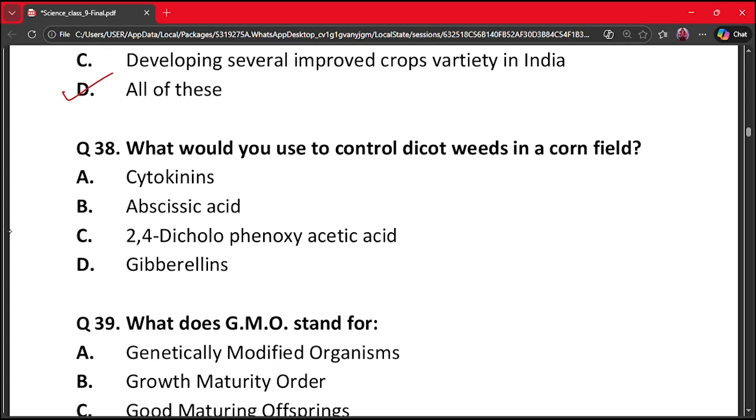Our next question is question 38. What would you use to control dicot weeds in a corn field? A. Cytokinins, B. Abscisic acid, C. 2,4-dichlorophenoxyacetic acid, and D. gibberellins. Here the correct answer is option C, because 2,4-D is used to control dicot weeds. So option C is the correct option.